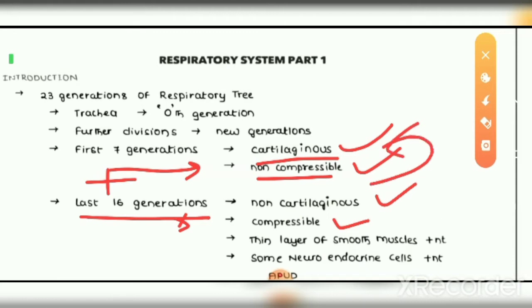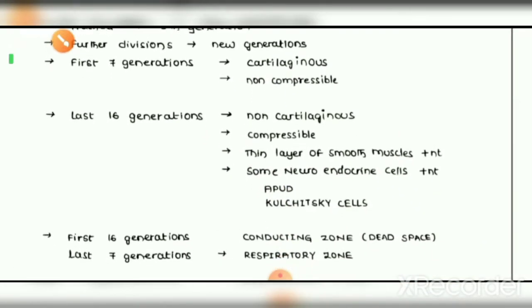So you can see, guys, the most important thing is the last 2 points, that it contains a thin layer of smooth muscles and some neuroendocrine cells. This is the most important part. Now let's come to the next part.